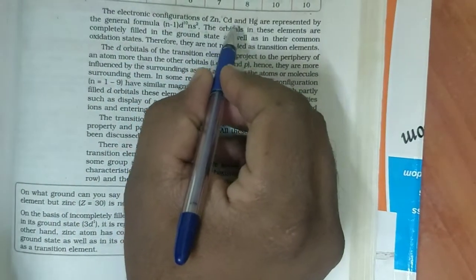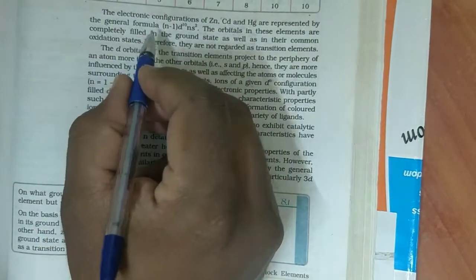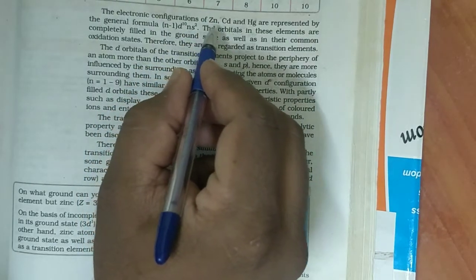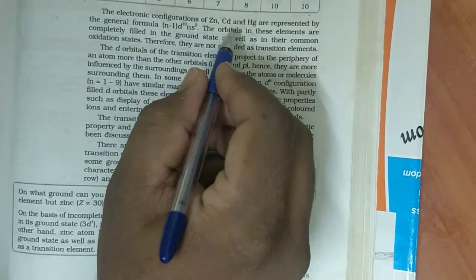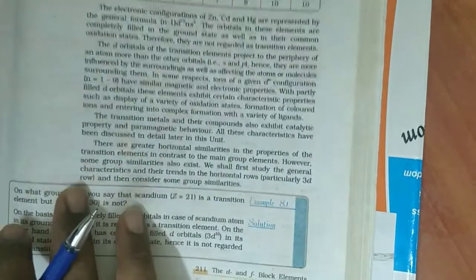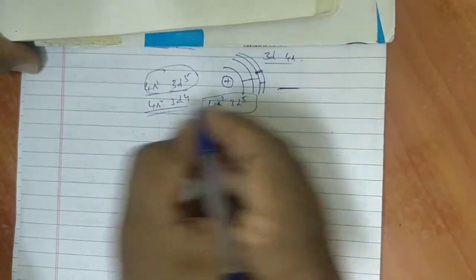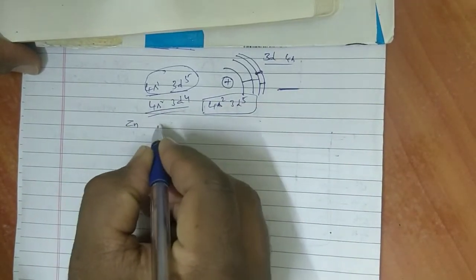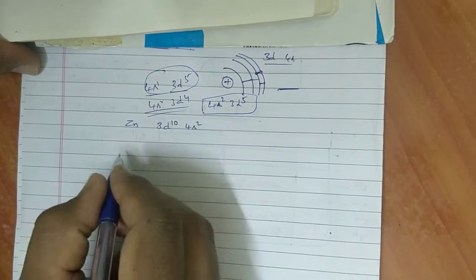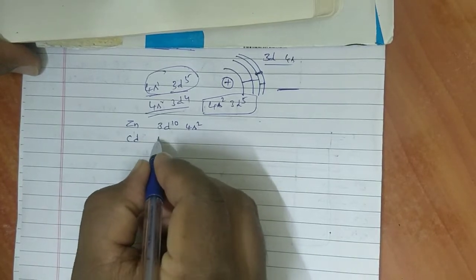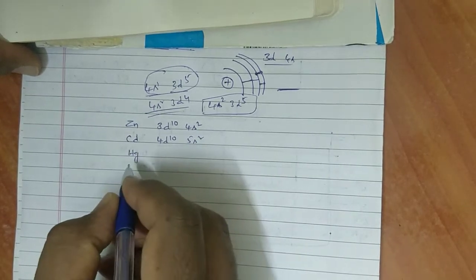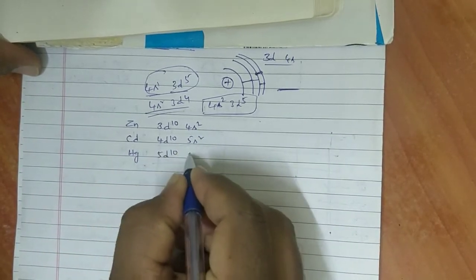The electronic configurations of zinc, cadmium and mercury are represented by the general formula (n-1)d10 ns2. This is the last group of d block elements: zinc, cadmium, mercury. If you take zinc, the configuration is 3d10 4s2. Cadmium is 4d10 5s2. Mercury is 5d10 6s2.